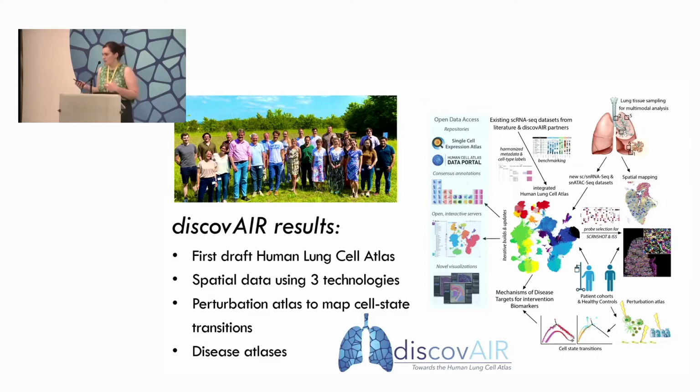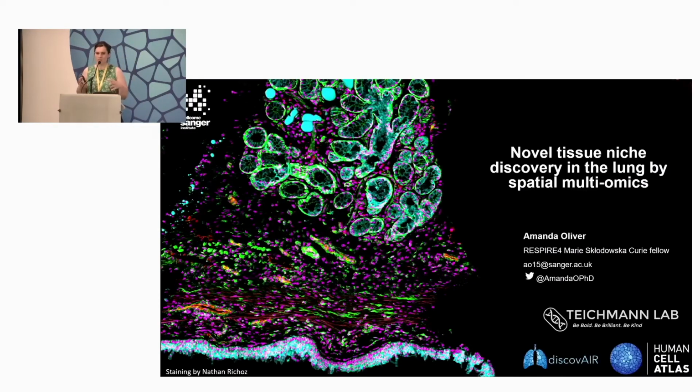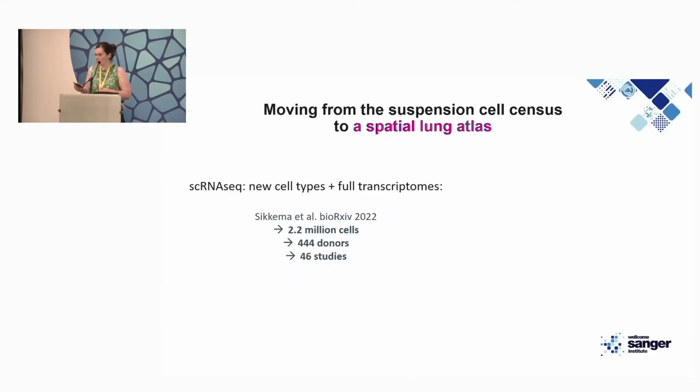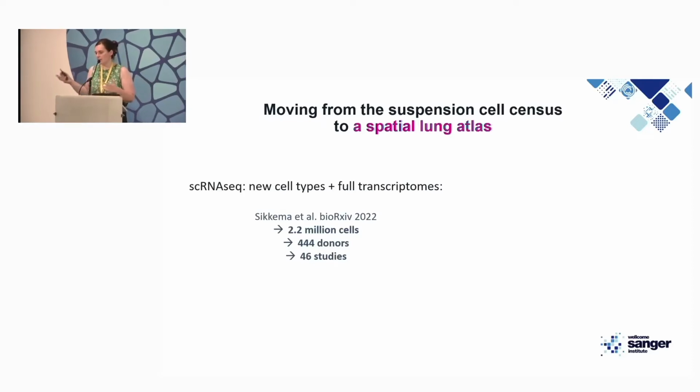And so I'm going to talk on the spatial side of things today with this really exciting project that I've been involved in the Teichmann lab, and this is really to discover tissue niches in the lungs using spatial multiomics. So really the key here is that we need to move beyond the suspension cell era to the spatial atlas and truly building a map of the lung and of other organs and tissues.